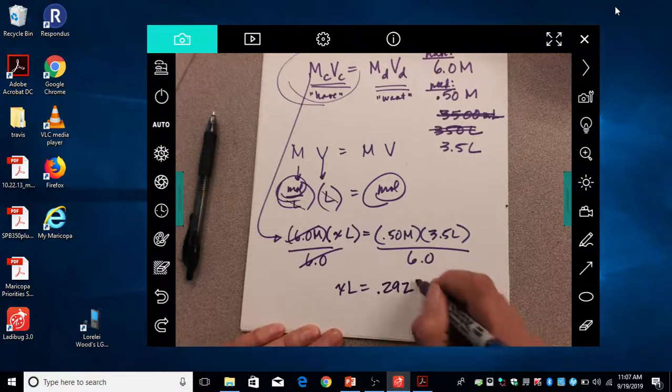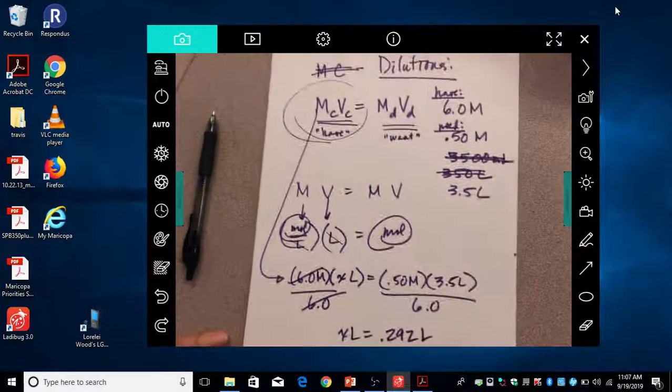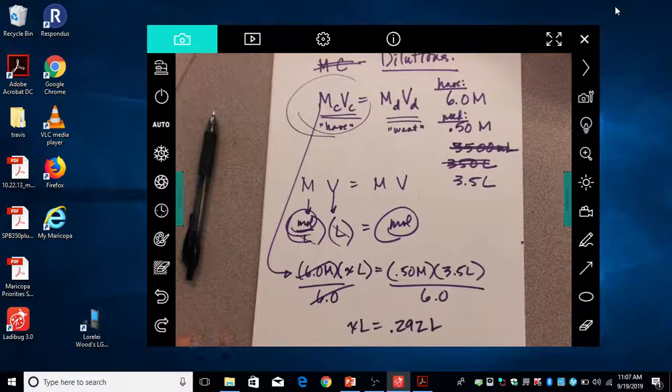Now tell me how I would make this solution, because this is going to be the question on the essay portion of the test. You can do the calculations, but unless you can verbally tell me or write an essay about how you're going to make the solution, it doesn't help. What are you going to say? I'm going to take 29.2 milliliters of my concentrated acid and pour it in a flask.